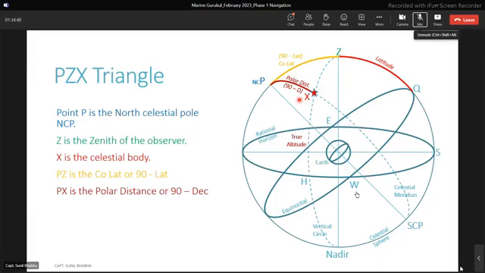So two sides of the triangle are understood. Now let's move on to the third side. Sir, one question. Sir, can you mark the declination? You want to mark the declination here, beta? Yes, sir. Can you mark it? I will mark it in the next slide.